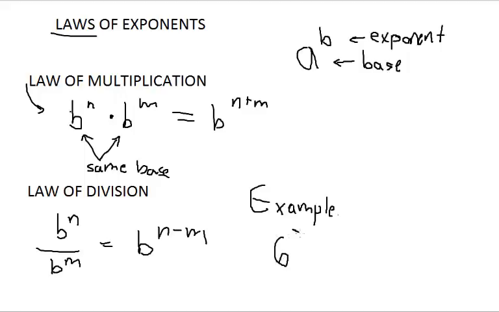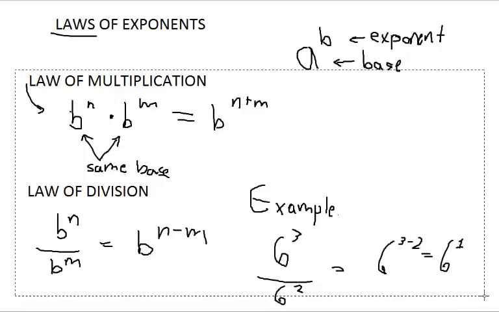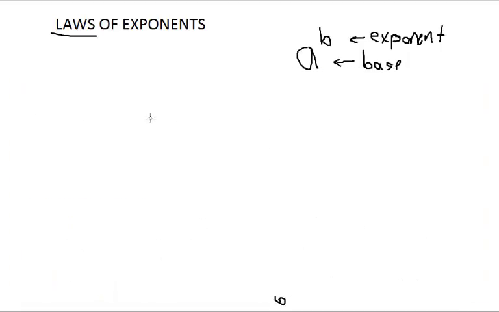Now with the law of division, we're going to divide 6 elevated to the 3 divided by 6 elevated to the 2. This will give you a subtraction of the exponents, which gives you 6 elevated to 1, which means 6.